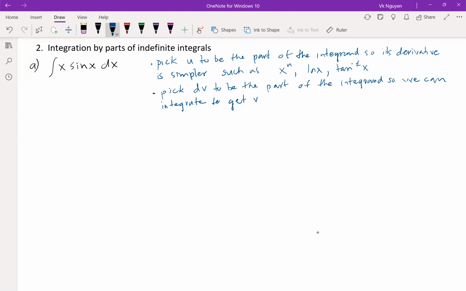Here, it makes sense for x to be u and sine x dx to be dv. So du is going to be dx, and v is the integral of sine x, which is negative cosine x.